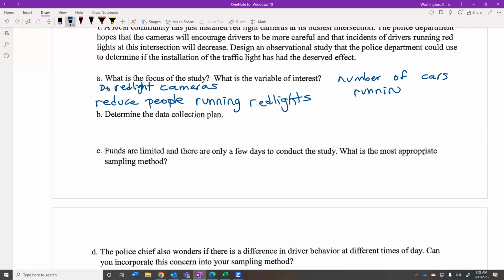Number of cars running the red light. So now we're setting this up. We're getting where we need to be. Maybe we don't have to go stand up there, because with technology, maybe the camera is going to take a picture of all the cars that run the red light, and it's going to timestamp it. So then maybe we just go look on the computer.